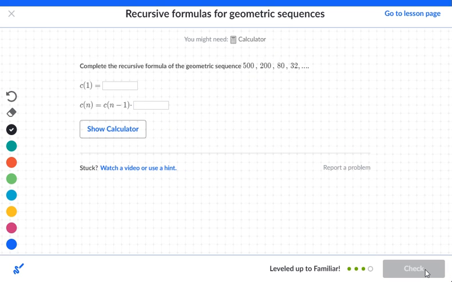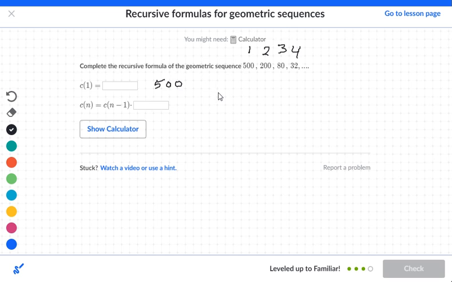Okay, next one. Again, we're dealing with the recursive formula here, and this is our first term, second term, third term, fourth term. So the very first term is 500, so 500 will go in this box. Now we've got to figure out what our rule is. Now notice again the numbers are getting smaller. You know, from 500 down to 200, 200 down to 80, and then 32.